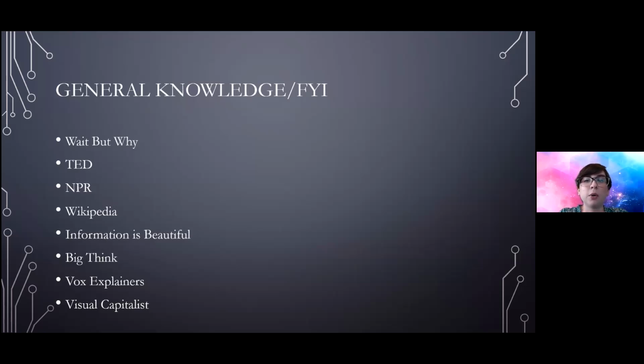And then kind of general knowledge or FYI. And then you've got TED, NPR, Wikipedia. Now again, Wikipedia is not something that you go to always and very often, but it is a very good kind of resource for cursory information, and then you go from there. Information is Beautiful, Big Think, Vox Explainers, and Visual Capitalist.